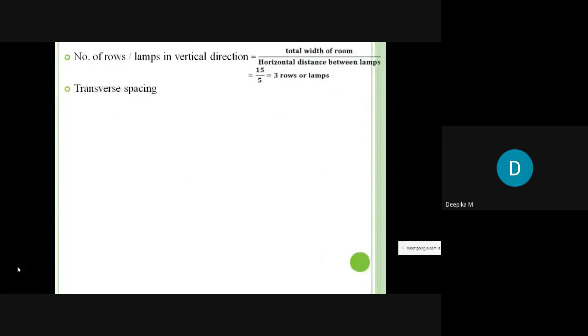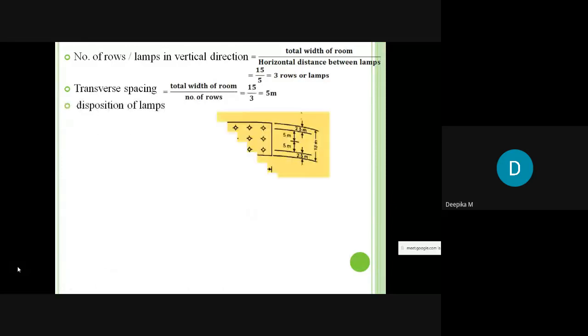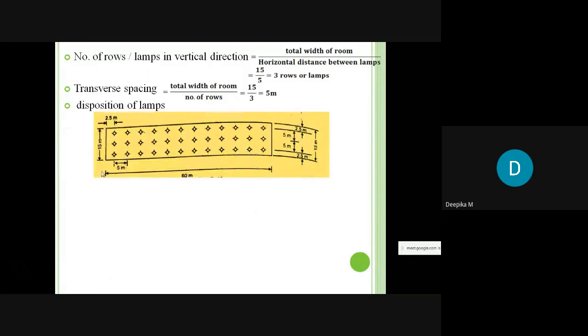That is room direction. So transverse spacing can be calculated this way, which is nothing but the total width of the room divided by number of lamps or number of rows. So 15 by 3 is nothing but 5 meter. So we will draw a disposition diagram. You can see here, this 5 meter is nothing but the horizontal distance, so the distance between each lamp in horizontal direction is 5 meter. Again, the distance of lamp in vertical direction is also 5 meter. That is, axial spacing is 5 meter and the transverse spacing is also 5 meter.